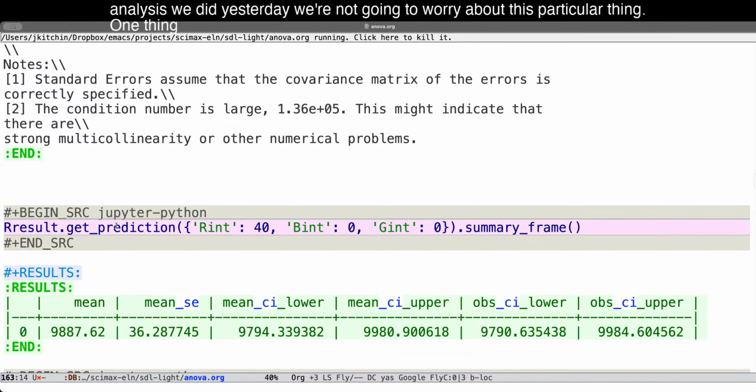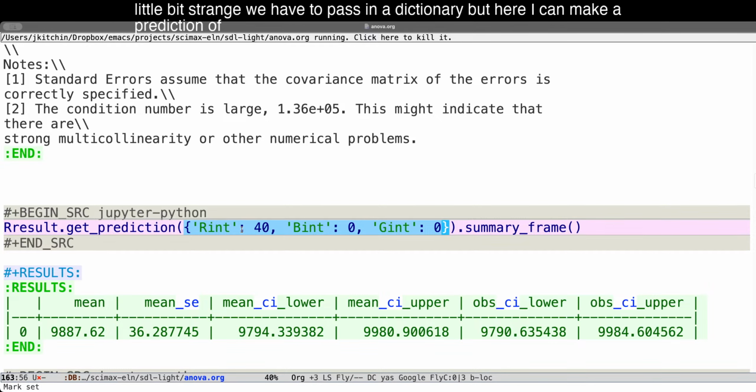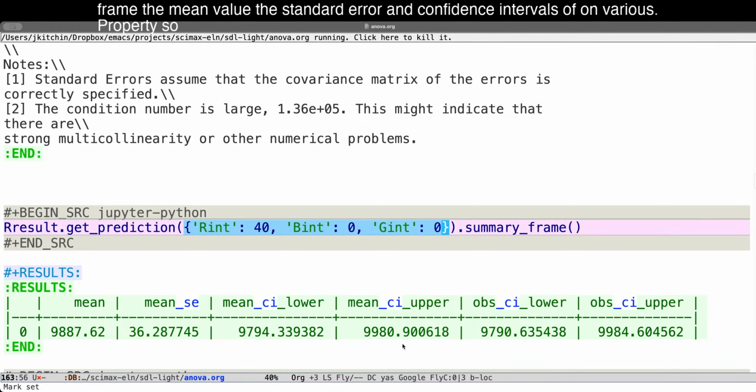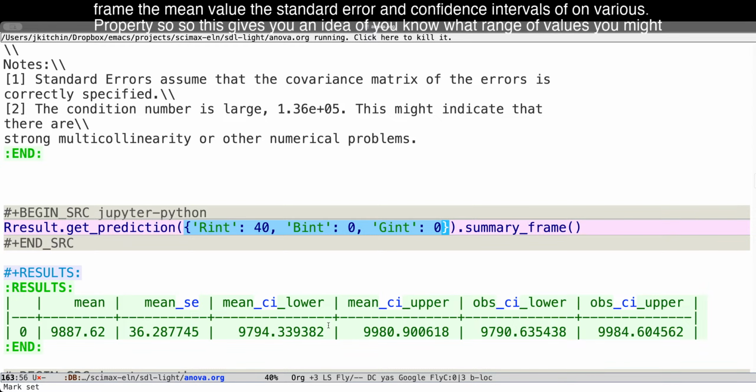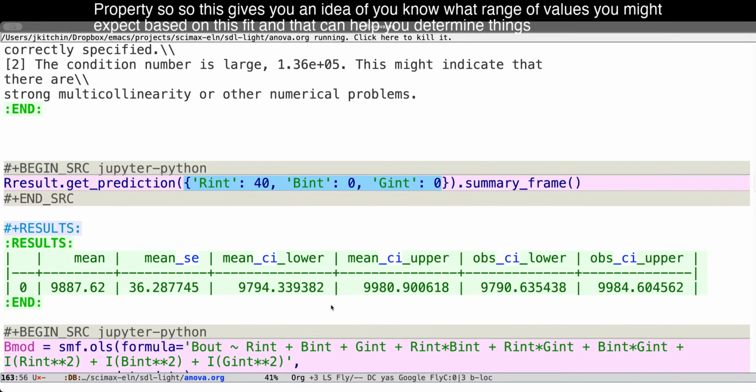One thing that is nice, though, is now we can get a prediction, and the syntax is a little bit strange. We have to pass in a dictionary, but here I can make a prediction of what the model would output, and you get from the summary frame the mean value, the standard error, and confidence intervals on various properties. So this gives you an idea of what range of values you might expect based on this fit, and that can help you determine things in the future.